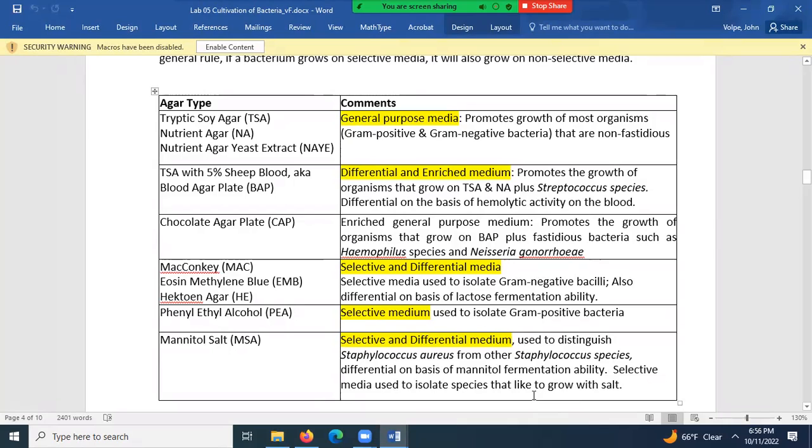And if it's yellow, we then say this bacteria can grow on mannitol salt agar, which means it's a halophile, it likes the salts. And then if it's yellow, it ferments the sugar mannitol. If it can grow on mannitol salt agar, but it is not yellow, then it does not ferment the sugar mannitol. Any questions about any of that?